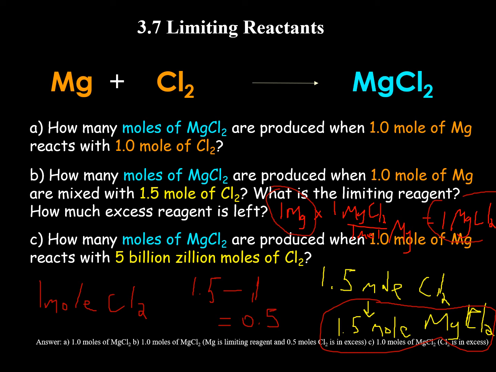The third question: how many moles of MgCl2 are produced when 1 mole of Mg reacts with 5 billion zillion moles of Cl2? Well, you can only make 1 mole of MgCl2. The limiting reagent would be magnesium.